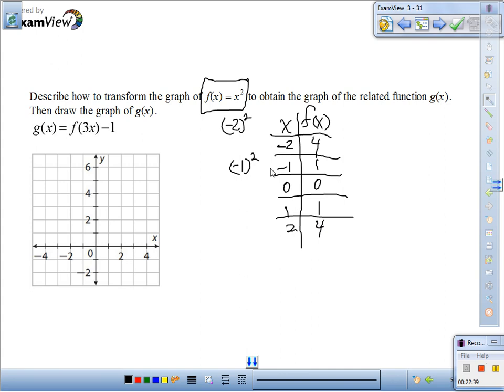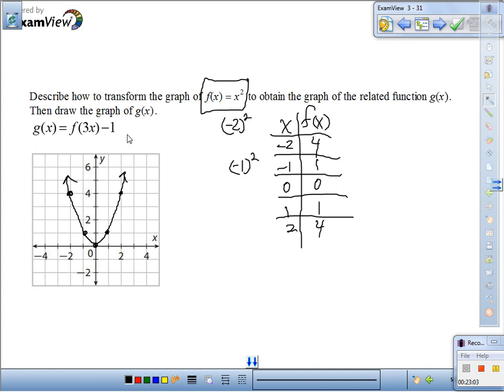So to get started with your pencil or in black, I want you to graph this. 0, 0, negative 2, 4, negative 1, 1, 1, 1, 2, 4. All right? Are we doing good? Okay? So let's see. Look up, please.